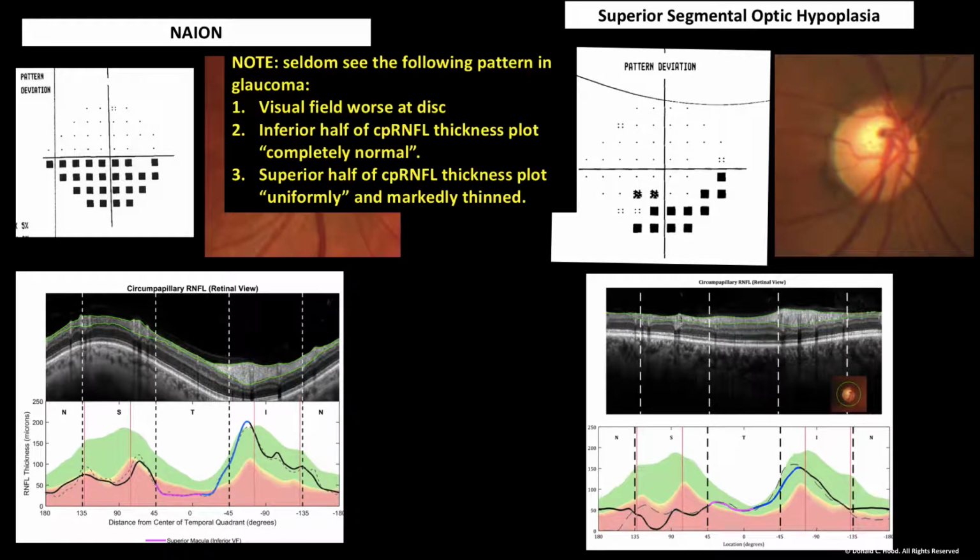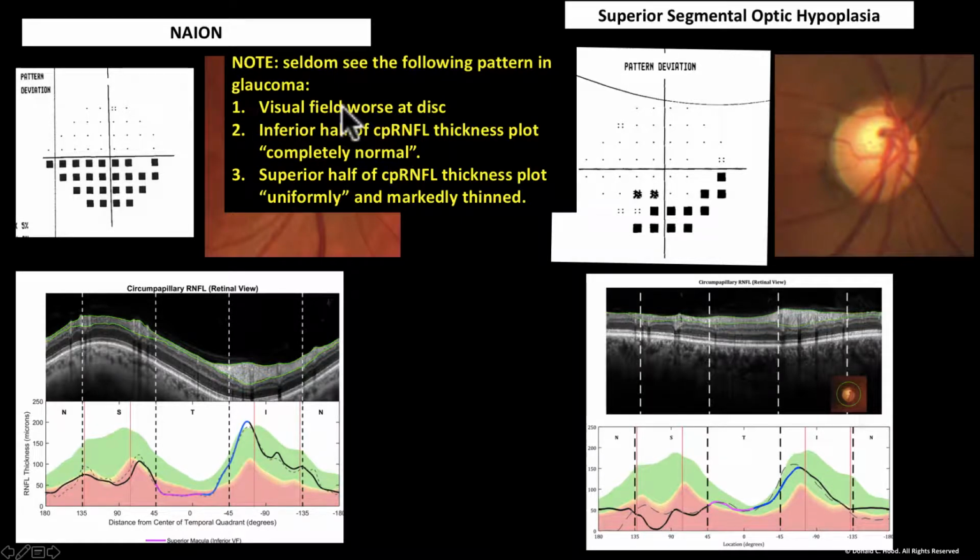how do we distinguish ION from segmental optic hyperplasia from glaucoma? You seldom see the following pattern in glaucoma. So here's two eyes, one with ION, one with superior segmental optic hyperplasia. What are some rules we can use to try to identify the fact that these are not glaucoma?